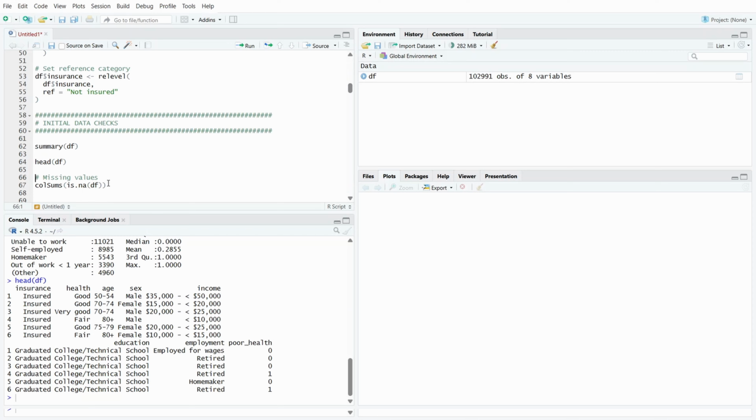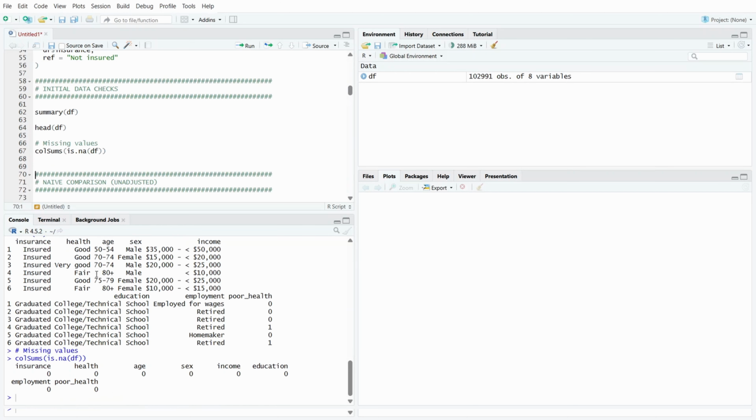Next, we check for missing values across all variables using the colSums function combined with is.na. The results show zeros across every column. This is important because it tells us the dataset is completely clean with respect to missing data for these variables. That means we do not need to remove incomplete observations, we do not need to impute missing values, and we can proceed directly into statistical modeling or analysis with confidence that all records contain complete information.